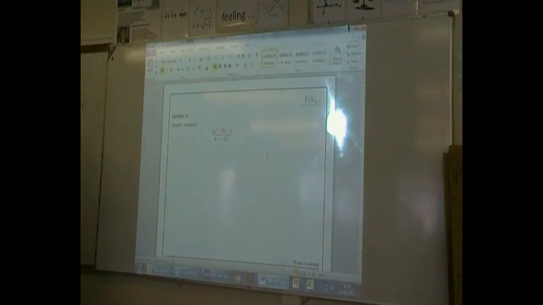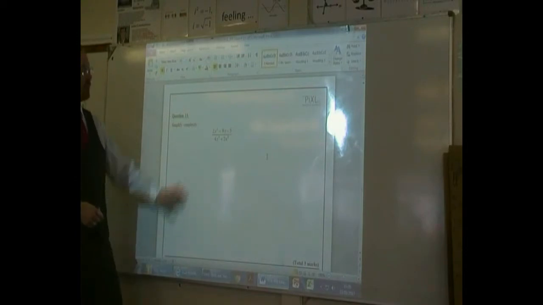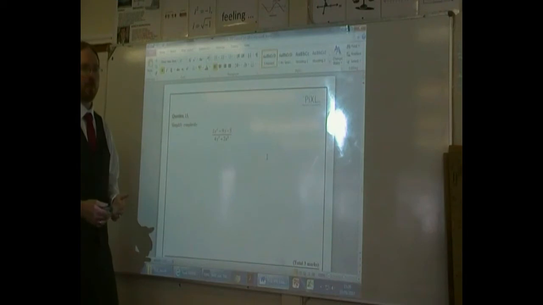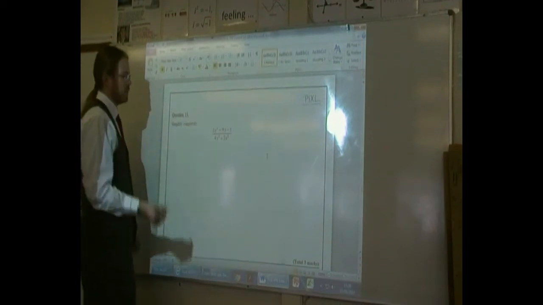Question 15. Simplify completely 2x squared minus 9x minus 5 over 4x cubed plus 2x squared. When you see a question like this, the first thing you should think is factorising. You've got to factorise the top or the bottom or both, and as you do that, it will become more obvious what you need to do next.